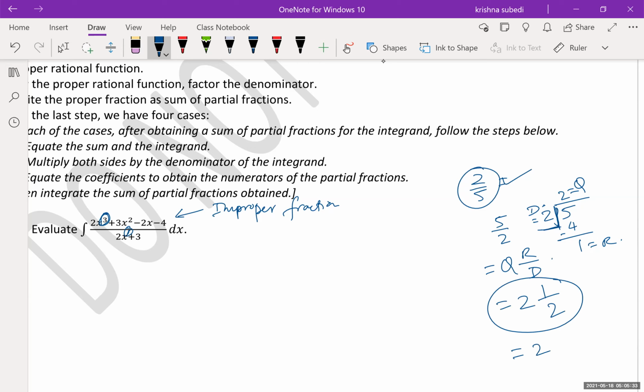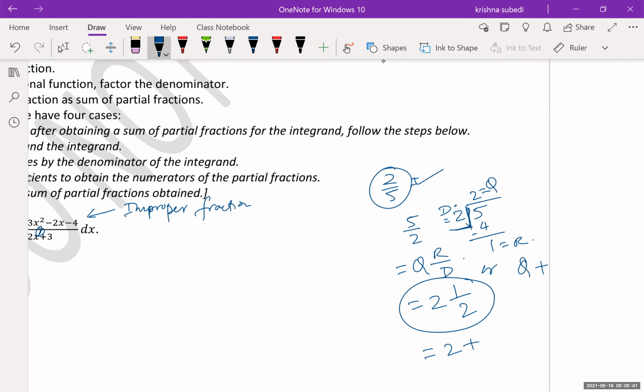Or if you want, you can also write, instead of that, Q plus R over D. In other words, you can write 2 plus 1 over 2. You can also write it this way. So that is what you were told in elementary school.